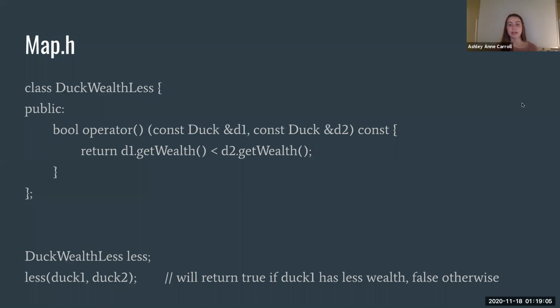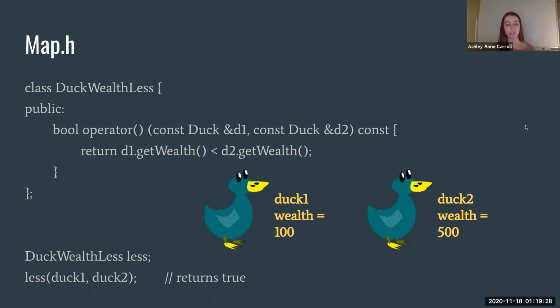So the main idea of a functor is that we have a class that works like a function. When we create an instance of duck wealth less, let's call it less, we can make the object behave like a function call by overloading the call operator and passing in parameters. The call operator we see here takes in two duck objects. For this example, assume we've declared two ducks, duck1 and duck2, with wealths of 100 and 500 respectively. When we call less on these two ducks, the overloaded call operator will return true.